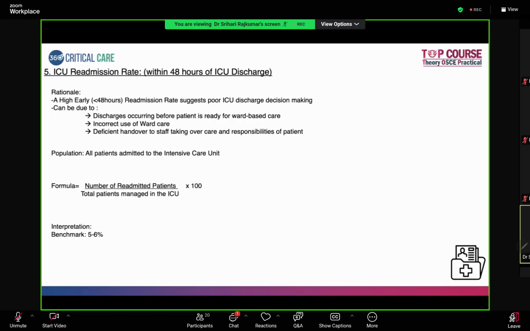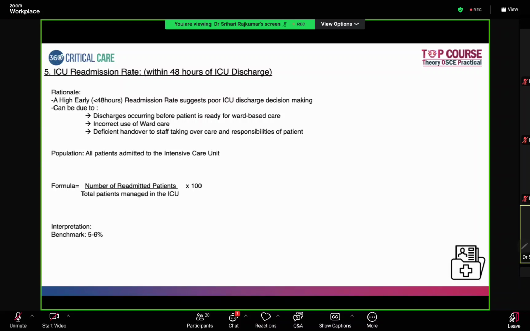There can also be incorrect use of ward care, like insufficient staff. You cannot expect the amount of care of an ICU in a ward. And there can be deficient handover to staff taking over care and responsibilities of the patient. Because of that, necessary medications or important maneuvers or interventions may be missed.